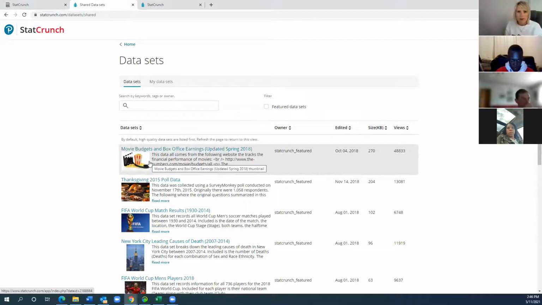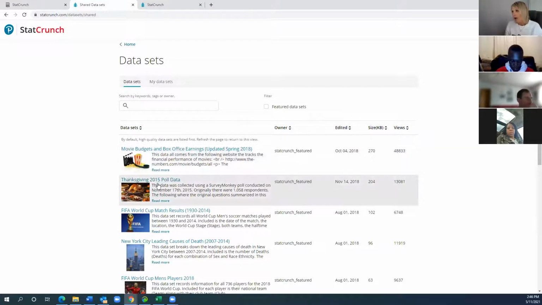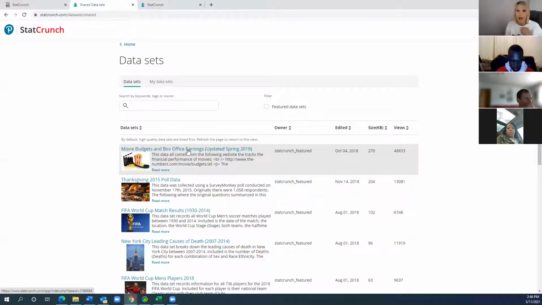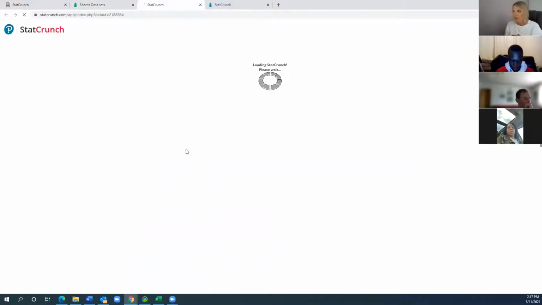So it says your data set needs to have at least 2 qualitative variables and 1 quantitative variable. So I'm going to pick the first one for us to practice today, but you cannot pick the first one because I'm picking the first one. So I want you all to try picking something different where you have to think outside the box. But I'm picking movie budget and box office earnings so that we can do this together.